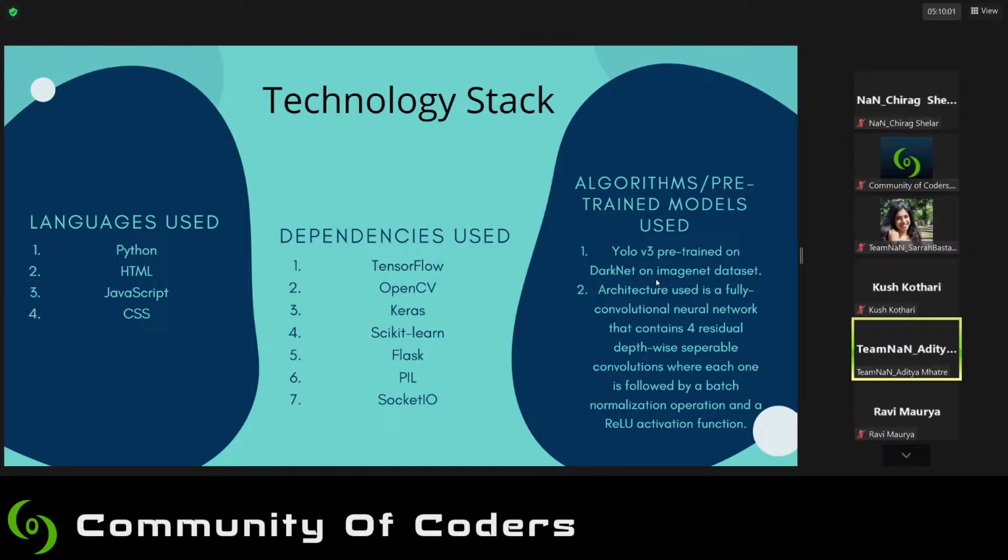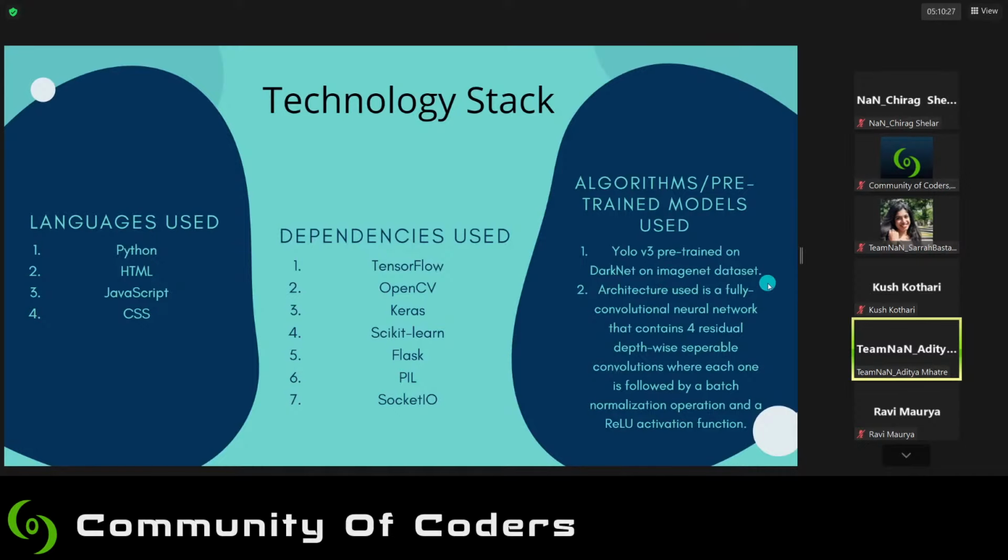So the algorithms and the pre-trained models that were used. The YOLO V3 model was pre-trained on darknet on the ImageNet dataset. That was the main algorithm. Also, the architecture uses a fully convolutional neural network that contains 4 residual depth-wise separable convolutions, where each one is followed by a batch normalization operation and a ReLU activation function.